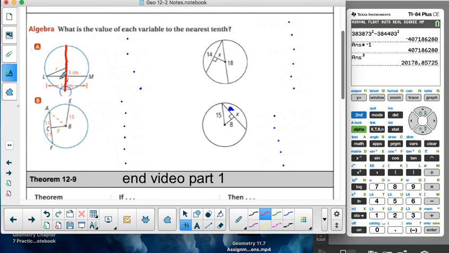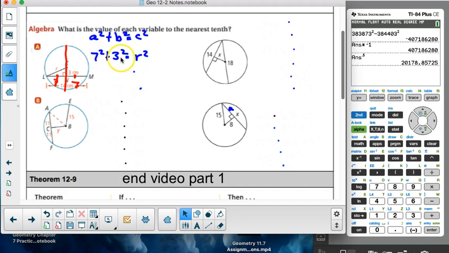And if that's true, I'm splitting this chord into two equal parts. So this is 7, and so is this side. So this is 7, 7, that makes my 14. So I have a right triangle that has two legs of 3 and 7. Hey, I've got a right triangle. Let's use the Pythagorean theorem. I've got a leg of 7 and 3. I have 49 plus 9, which is 58. So I'm going to take the square root of 58.